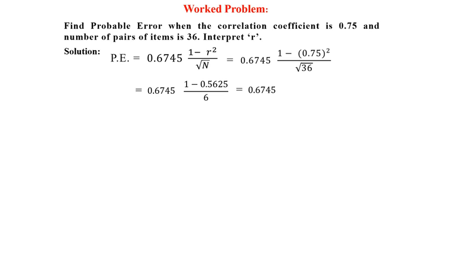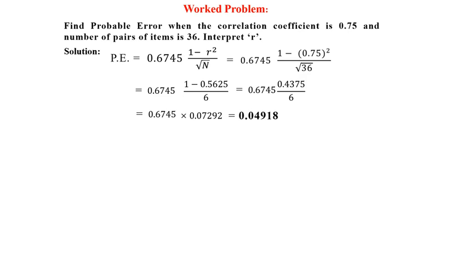Simplify this: 0.6745 into 0.4375 divided by 6. Again simplify this: 0.6745 into 0.027292. The answer will be PE is 0.04918.